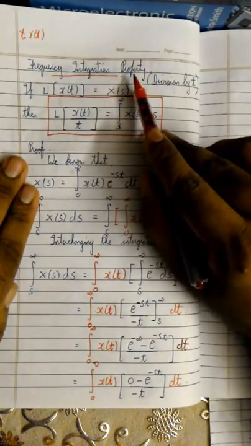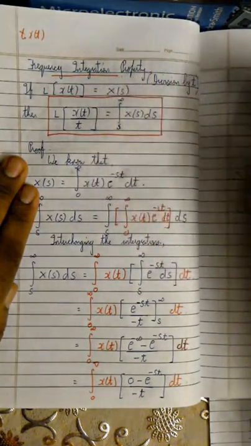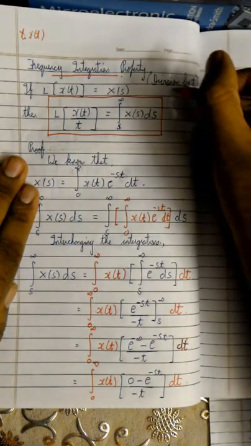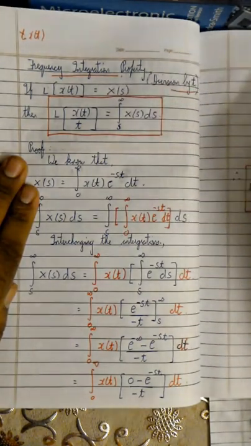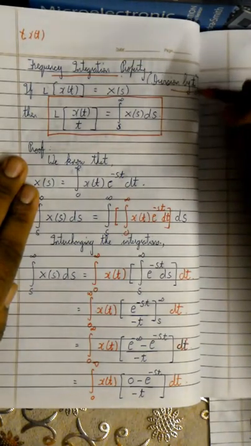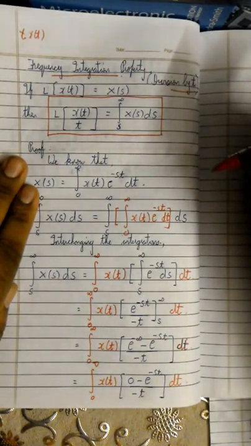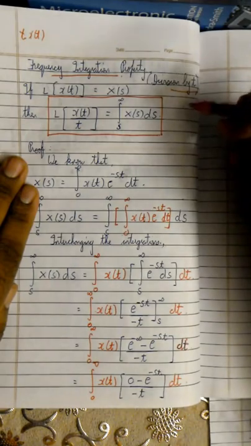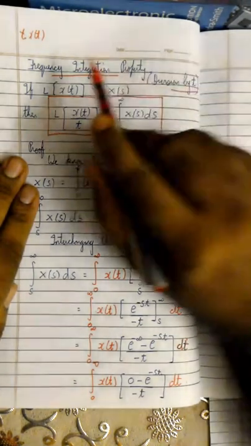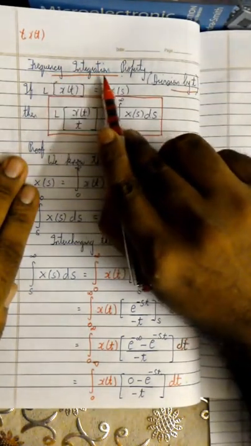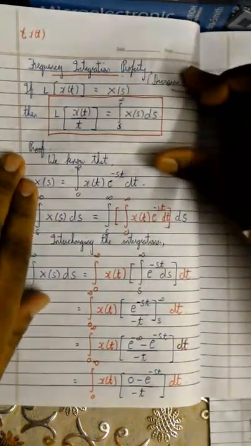This property you apply when your signal or your question is divided by t, where t is time. Wherever you see t in the denominator, you should immediately understand that the property you need to apply is the frequency integration property. So let's see what the property is.